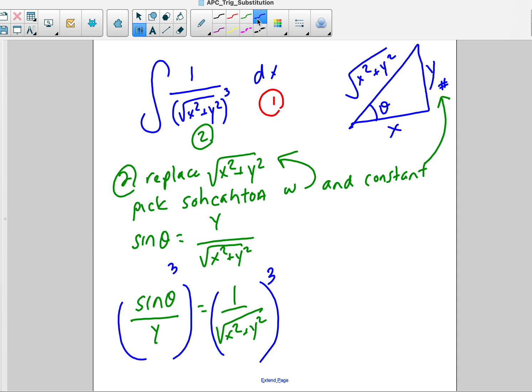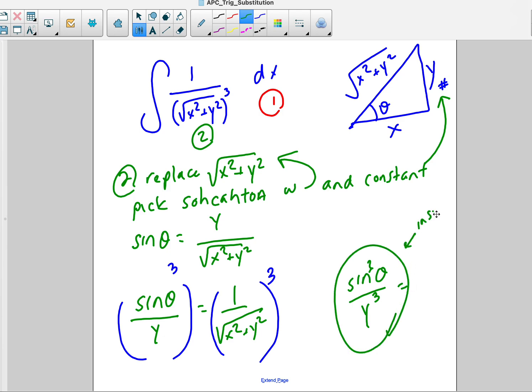And I'm going to argue that I can replace the stuff in the integral with a sine cubed theta, sorry, that's a cubed, over y cubed. That I would argue replaces the stuff in the integral, right? So like that's going to be my replacement for the inside of my integral, which we would call an integrand if you want to be fancy. So that would be my replacement for the integrand.